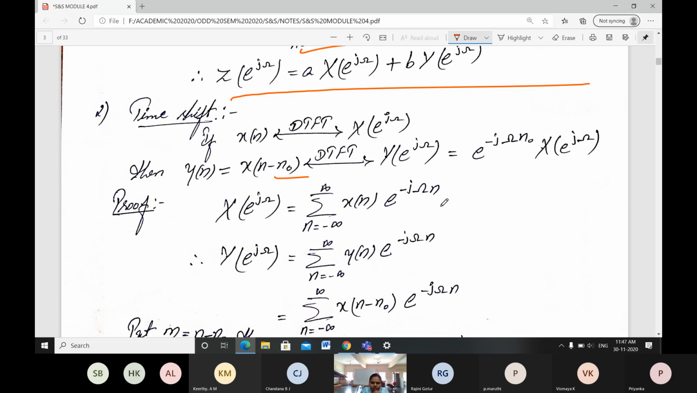Now consider the equation. X of e raised to j omega is equal to summation n equals minus infinity to plus infinity x of n e raised to minus j omega n.